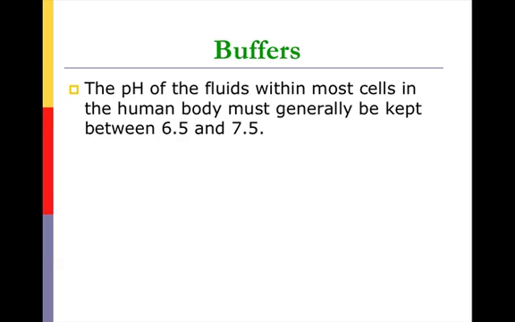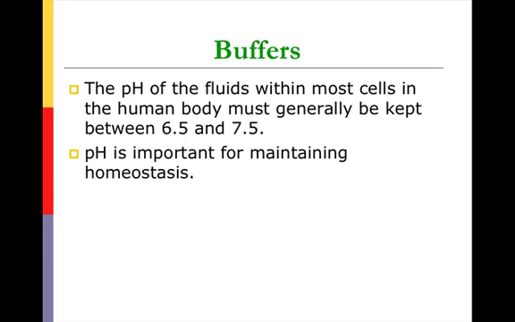Last but not least are buffers. Buffers are something in your body that keeps everything relatively neutral. The pH of the fluids within most cells in the human body must be kept between 6.5 and 7.5. So pH is very important for maintaining homeostasis. And you'll remember this word from the very beginning of the school year when we talked about equilibrium or homeostasis. Your temperature likes to be at 98.6. Your blood pressure needs to be at 120/80. So you need to make sure that everything stays the same, including the inside of your body.